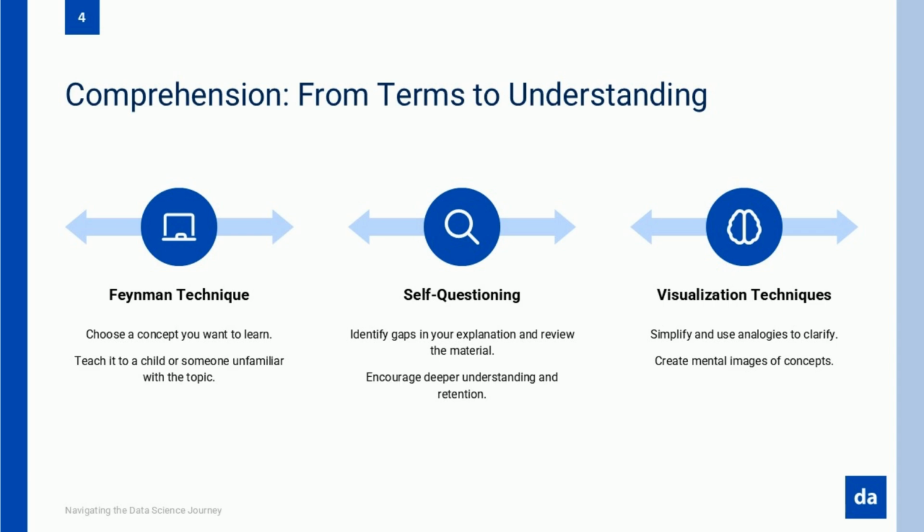True comprehension transforms abstract concepts into intuitive mental models that you can manipulate and apply flexibly. When you genuinely understand a concept, you no longer need to memorize steps or formulas. Instead, you can reason through problems from first principles, adapting your approach as needed. You develop a feel for the data and can anticipate how different techniques will perform without having to try each one. This level of comprehension doesn't happen overnight.